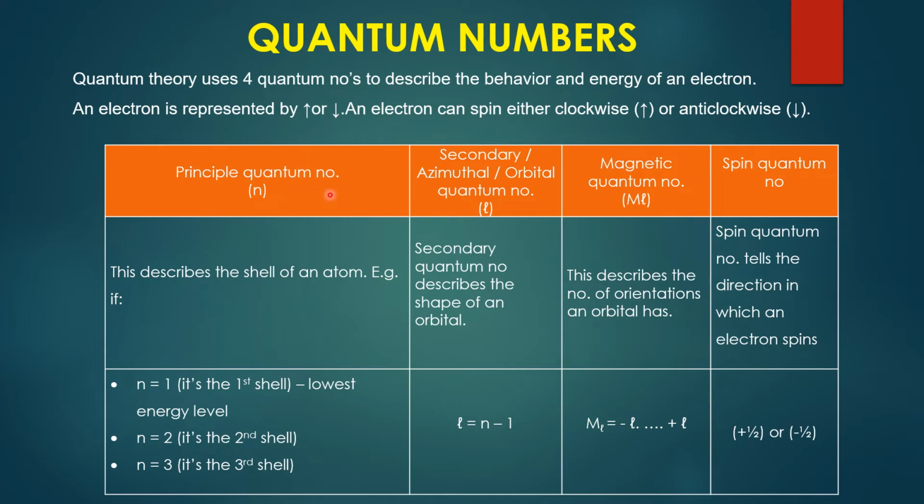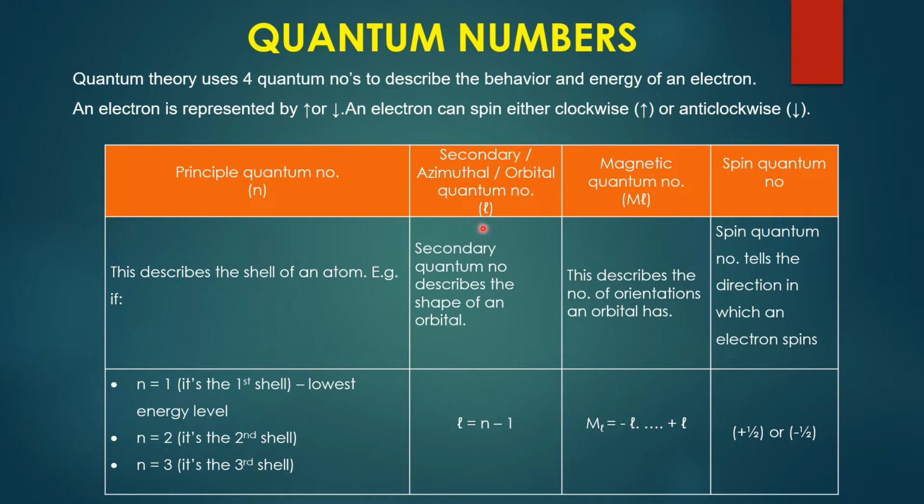A principal quantum number will describe the shell of an atom. In other words, the shell of an atom is known as the principal quantum number. So when we are talking about the first shell, we will say principal quantum number 1, or we write it as n is equal to 1. So the first shell is always the lowest energy level. Then we have the second shell, where principal quantum number is equal to 2, and we write it as n is equal to 2, and so forth.